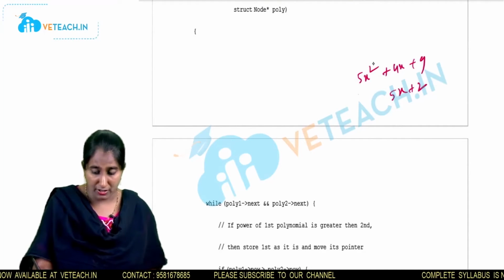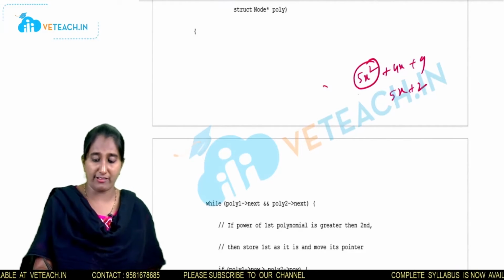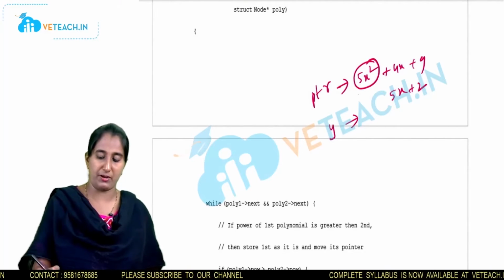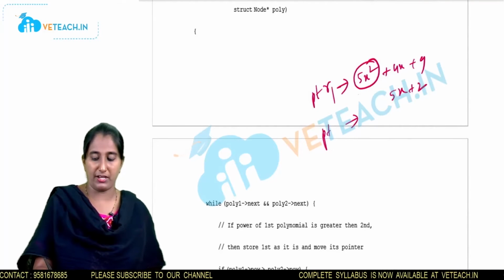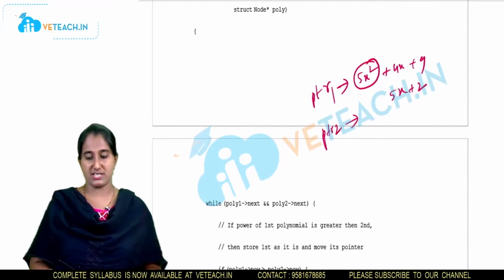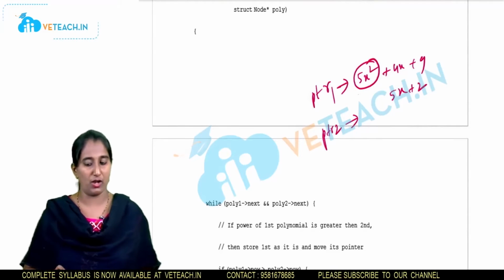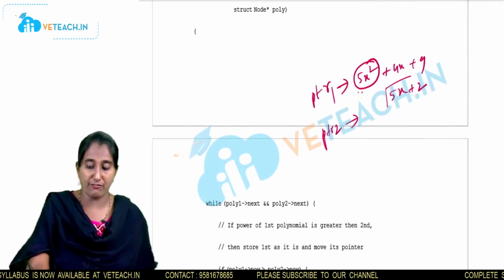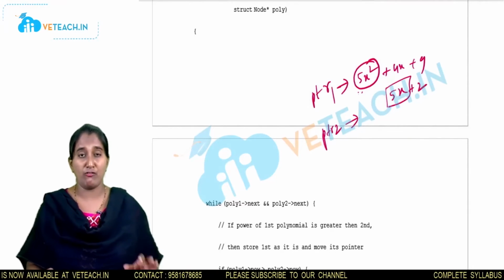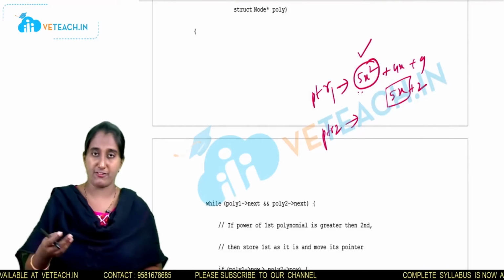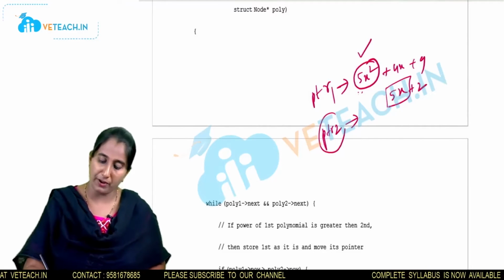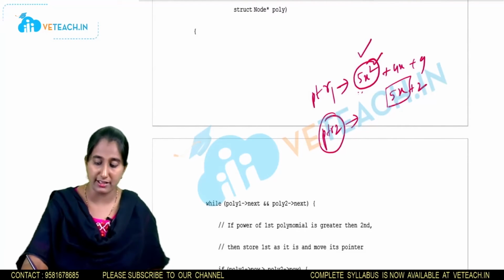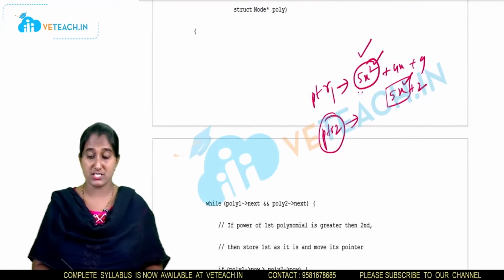For example, this is the r pointer, for example this is a y pointer. Let us take ptr1 and ptr2. This is represented by ptr1 and this is represented by ptr2. So ptr1 is representing the first node, ptr2 is representing the 5x node. Now we need to pick up the first node from ptr1 and the first node from ptr2. While picking these, we need to consider the exponent form.